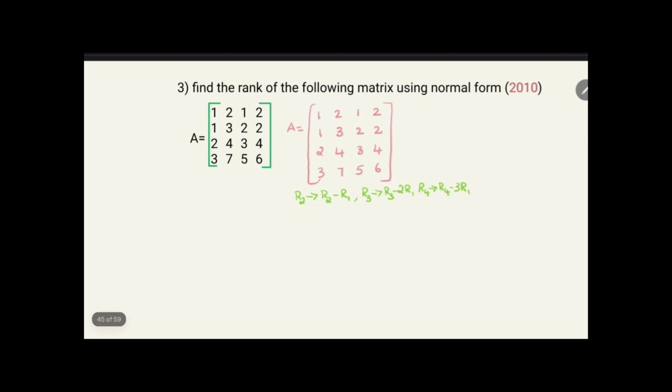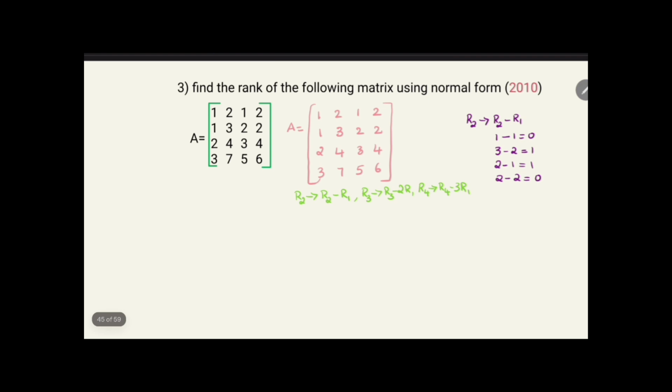The first one is R2 implies R2 minus R1. What is the first element of R2? It is 1 minus 1, 0. The second element of R2 is 3 minus 2, which is nothing but 1. The third element of R2 is 2 minus 1, 1. And here it is 2 minus 2, 0.